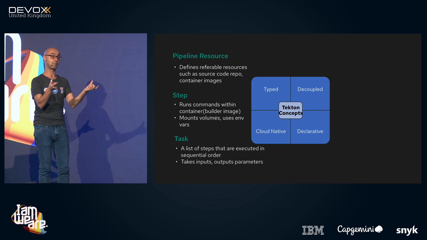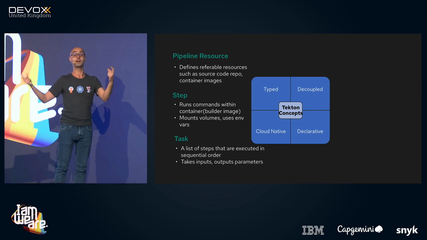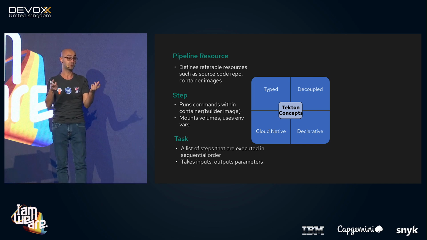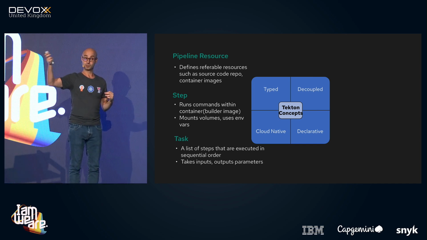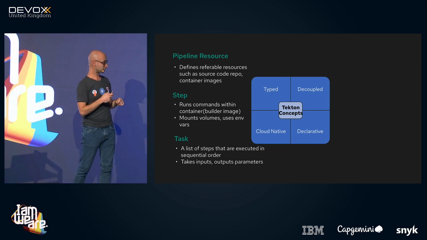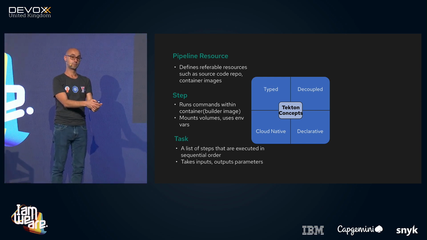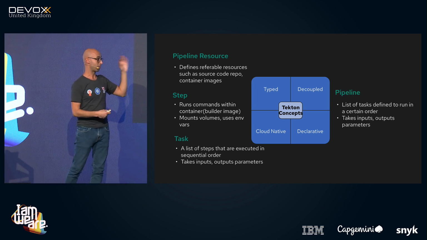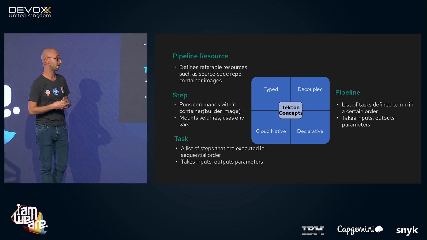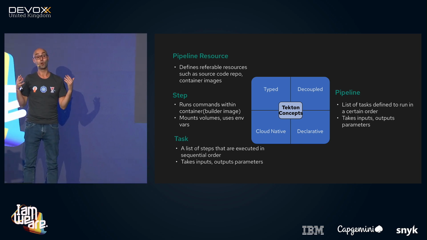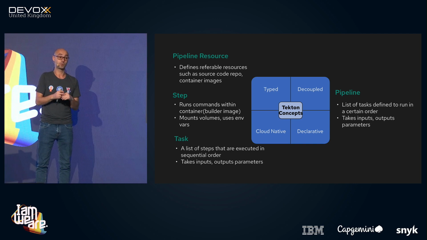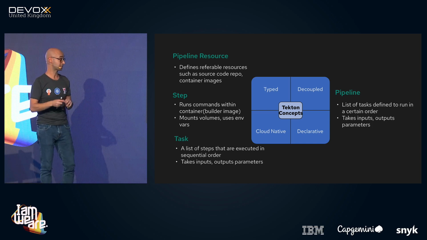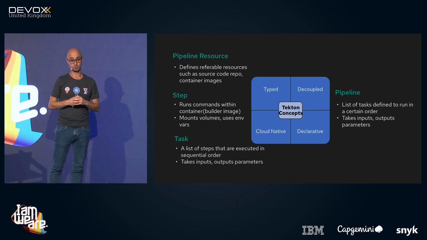But of course, this is just a task. For example, compile a project, or compile and run tests of the project. Then it can be another task, which is build a container, or publish the container. These could be tasks. So if we want to execute them together, we need to define a pipeline. A pipeline is just a list of tasks that are run in a certain order. We can define if we want to run them in parallel or sequentially, in which order we want to run each of the tasks, and it takes input and output parameters.